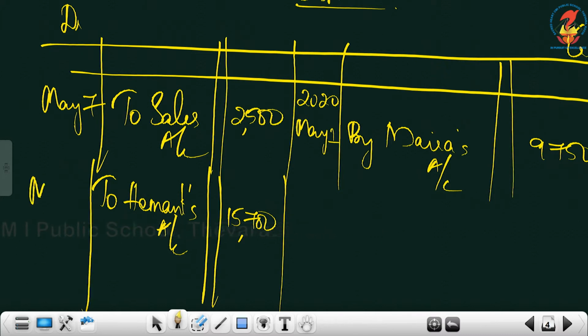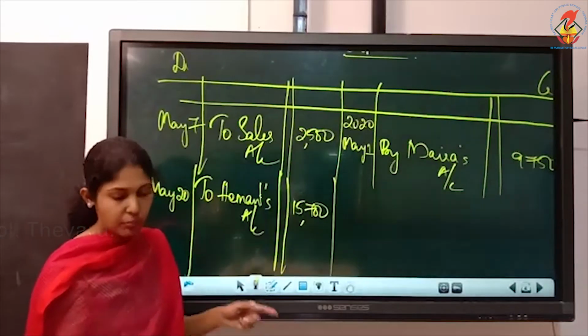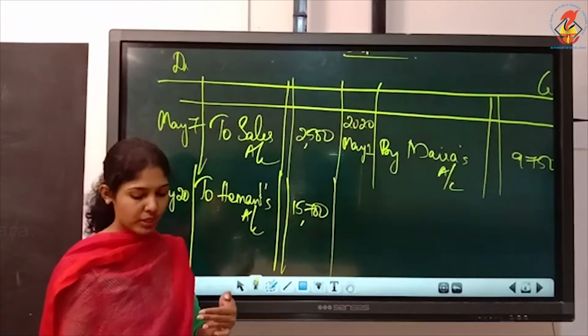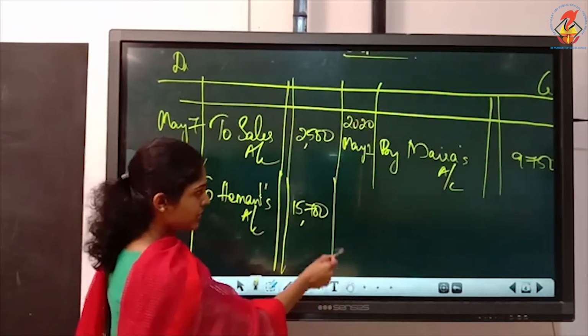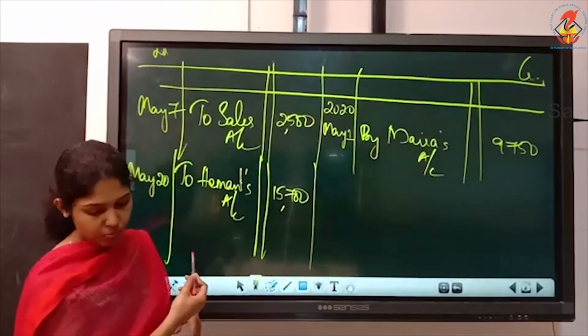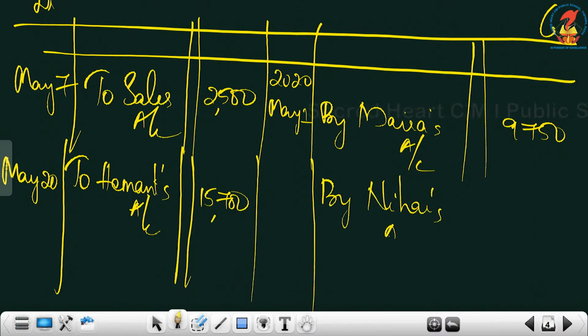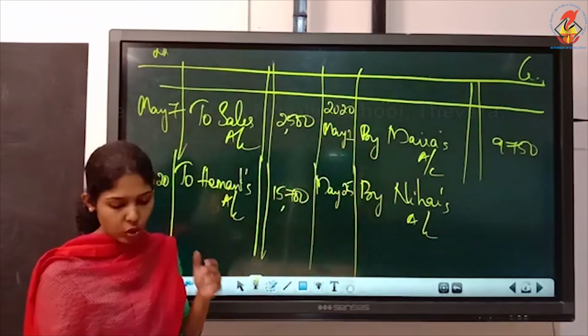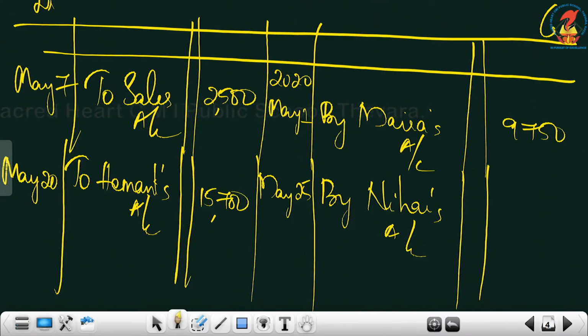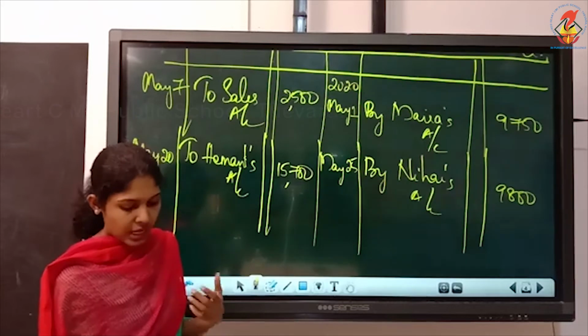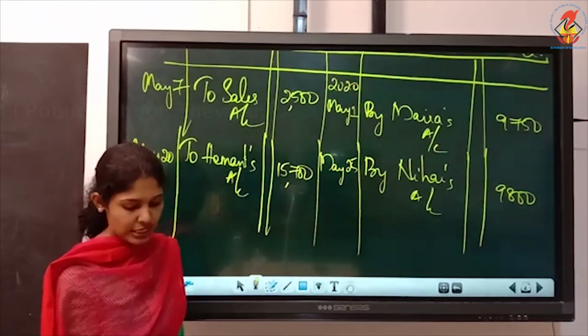Then the next is dated May 20th. Then the next one, May 25th, again that is a compound entry where cash is getting credited. So there you must write by the name of the other account which is having the opposite aspect, meaning by Nihar's account, May 25th. And the amount you should take for cash is 9,800. Then the last transaction also has cash.